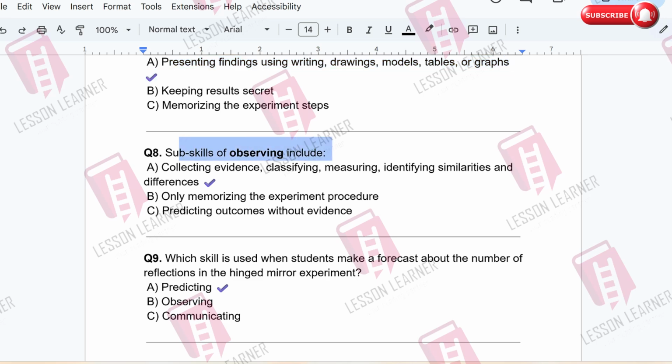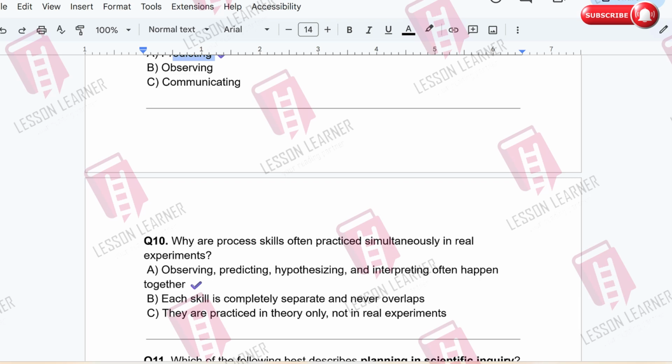Sub-skills of observing include collecting evidence, classifying, measuring, identifying similarities and differences. Which skill is used when students make a forecast about the number of reflections in the hinged mirror experiment? It's predicting. Why are process skills often practiced simultaneously in a real experiment? Observing, predicting, hypothesizing, and interpreting often happen together.